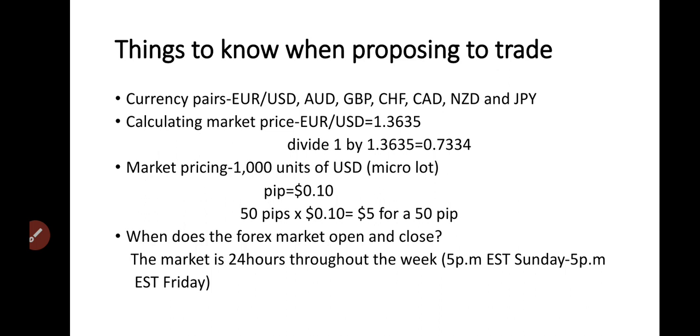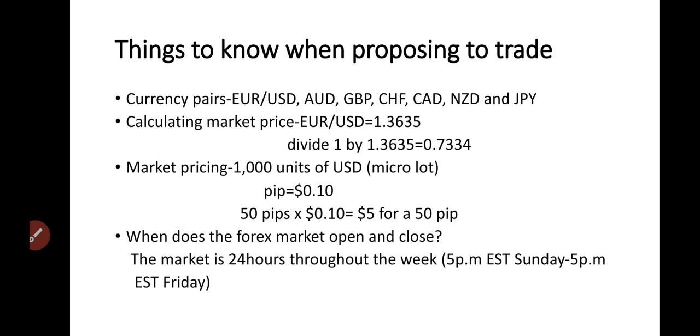The second one is calculating market price. How do you calculate this? Each forex pair will have a market price associated with it. The price refers to how much of the second currency, for instance in Euro USD, how much United States dollar you would have to pay to buy 1 unit of the first currency.